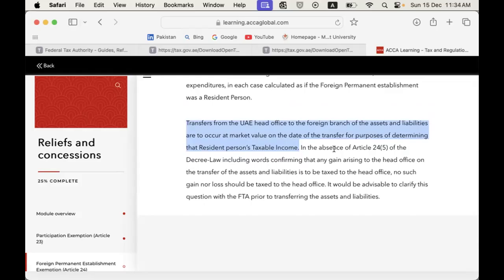a lot has been written. Actually, a full-fledged document is there, published by the OECD on attribution of profits to permanent establishments. There's a full guideline available on it. It envisages transfer pricing rules or the arm's length principle. So whenever you are dealing with a foreign permanent establishment, we need to make sure that the transactions are at arm's length.